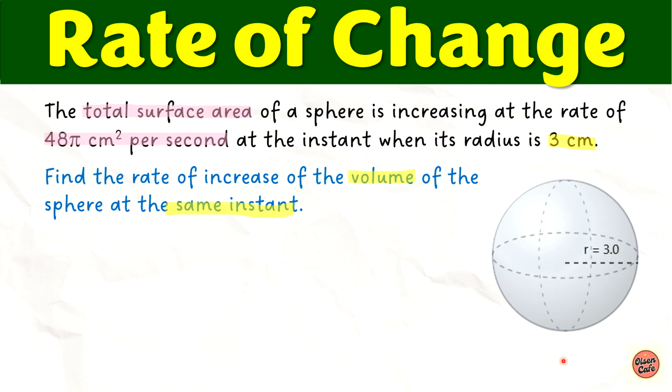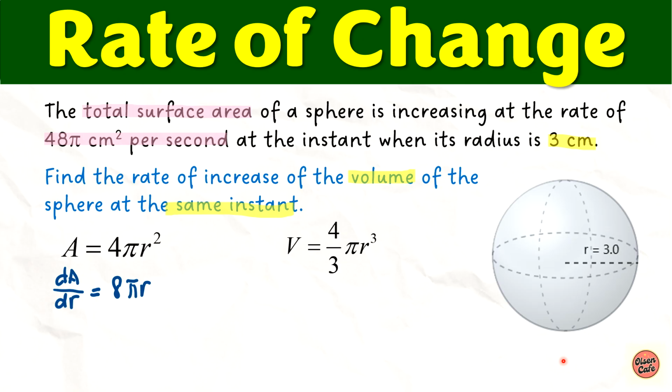Now once we know all the information, we are going to write down all those that we know. First of all, we know that the formula for surface area of a sphere is A equals 4 pi r squared. Now how about volume? We know that the volume of a sphere is 4/3 pi r cubed. So what we are going to do is differentiate A. So dA by dr, using the power rule, will give me 8 pi r.